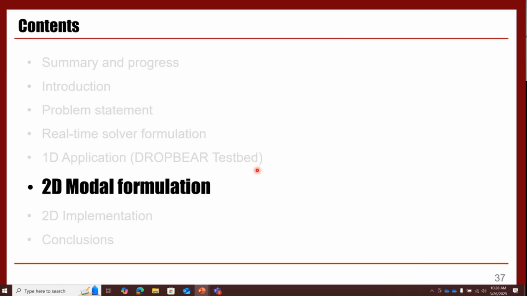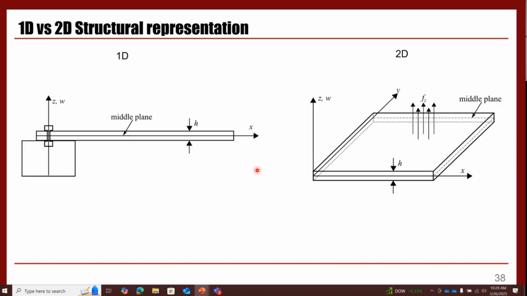We had a very good result there. We published it in Elsevier Mechanical Systems and Signal Processing. Now, for the 2D application of the work, the first thing we had to do is to formulate the 2D system. So I'll just differentiate between the 1D system and the 2D system.